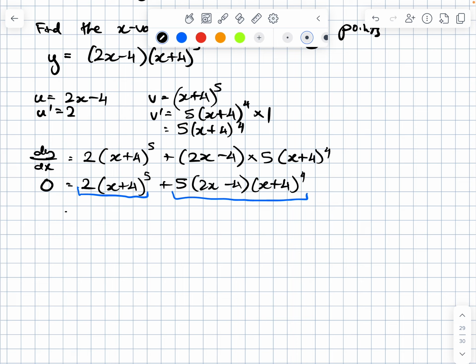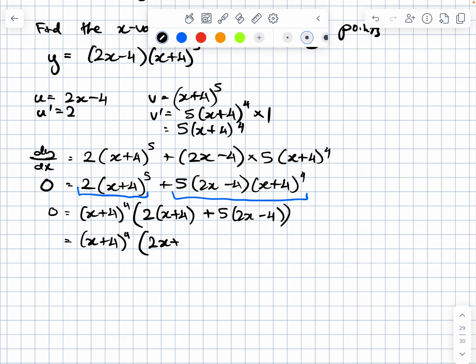So we can factor out (x plus 4) to the power 4. That leaves in the first term the 2 and 1 (x plus 4), because that was the power 5. And the second term it leaves 5(2x minus 4) and nothing else, because the other part of that second term was the whole (x plus 4) to the power 4. Simplifying, we get (x plus 4) to the power 4 times (2x plus 8 plus 10x minus 20), or (x plus 4) to the power 4 times (12x minus 12), and that's equal to 0.